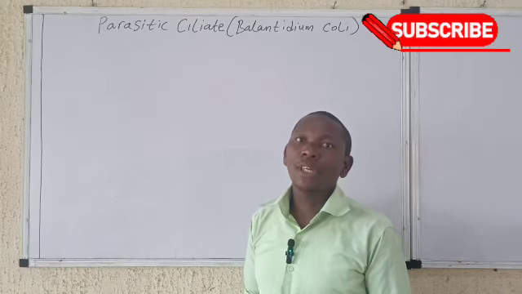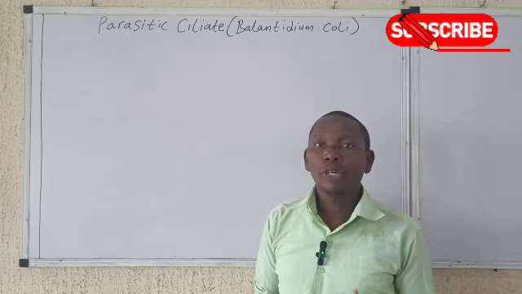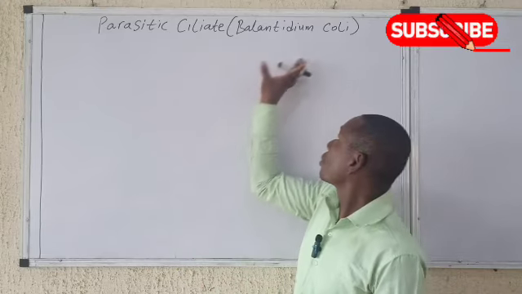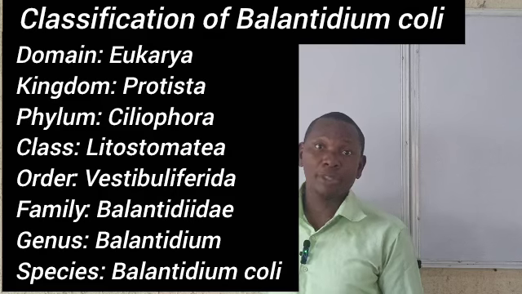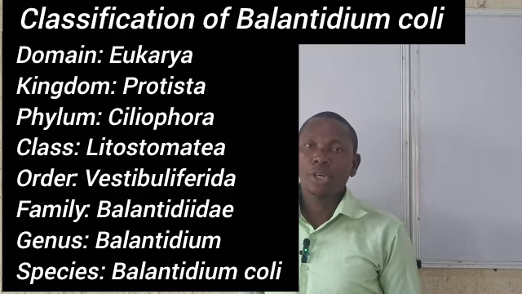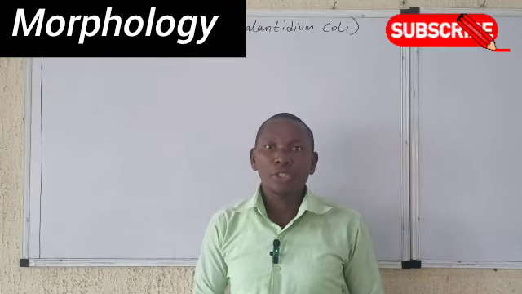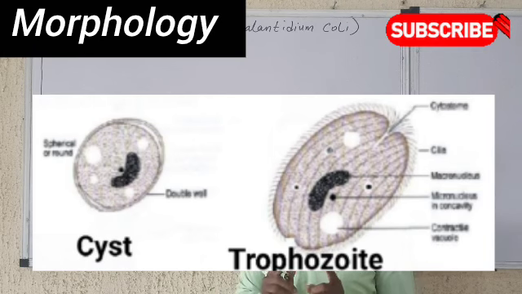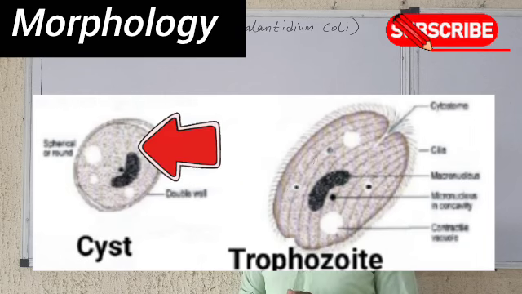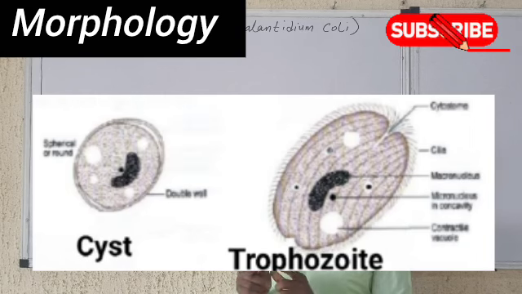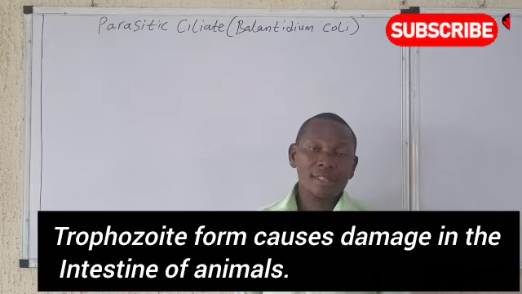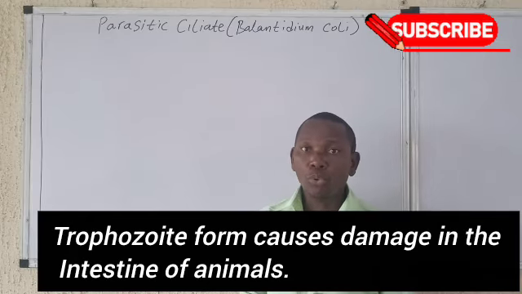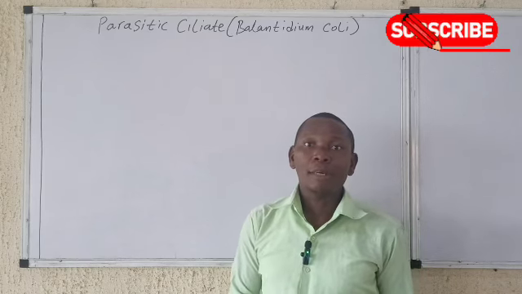All right, let's talk about the general morphology of this organism, Balantidium coli. Before we talk about that, the classification of Balantidium coli is being displayed on the board. Now, let's talk about the morphology. They exist in two forms. Remember, they are protozoa parasites. They exist in two forms: the trophozoite form and the cyst form. The trophozoite form is the one that causes a lot of damage in the gastrointestinal system, or the intestine, of humans. But we'll talk about that in detail when we discuss the pathogenicity.